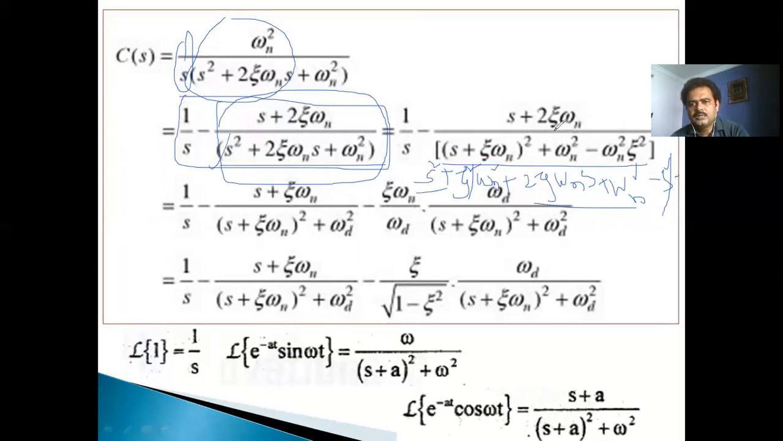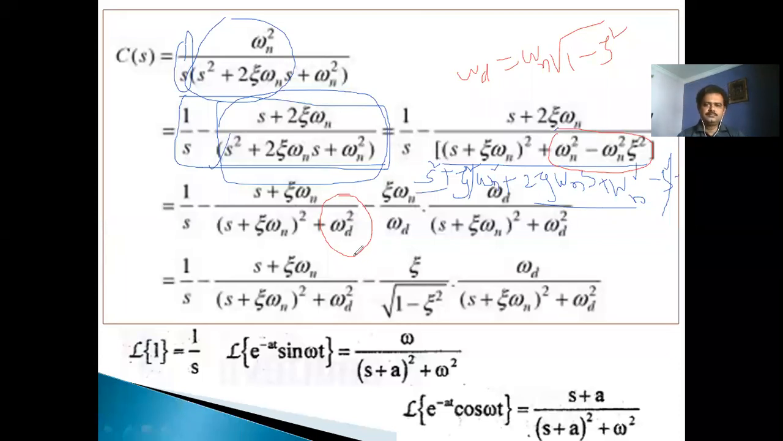And this part I have replaced with ωd. So we have that equation: ωd is equal to ωn under square root of 1 minus ζ². That's why I have substituted this term simply. So we can substitute ωd.